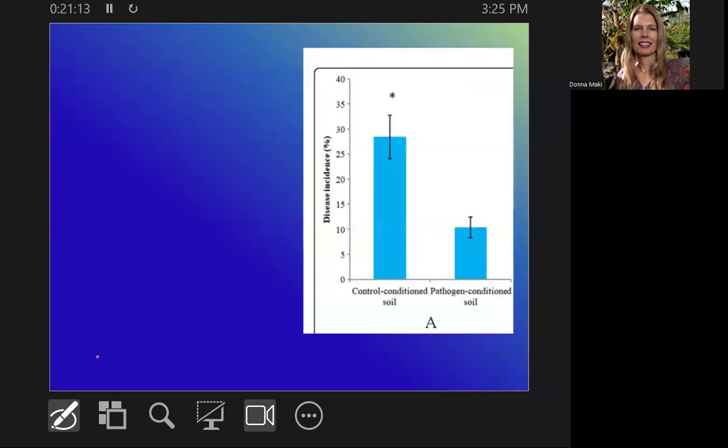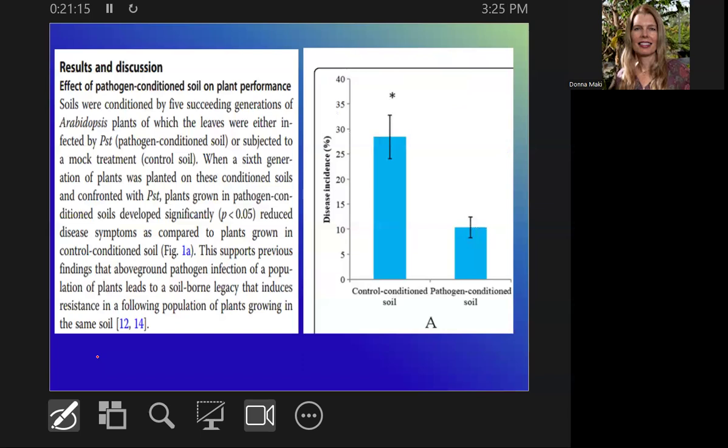So some of the data that they were collecting, going back to the growth defense trade-off, where they were saying when you have pathogen conditioned soil, so those 5 generations of Arabidopsis that were infected with Pseudomonas, that's your pathogen conditioned soil, and then just your control plants that were grown without the pathogen. And then the 6th generation of plants was planted on these soils. And that's what you're seeing.